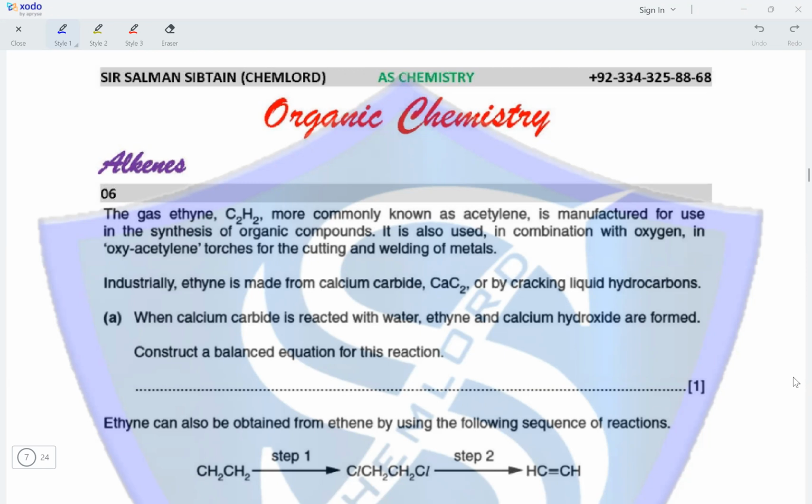So we have calcium carbide, CaC2, reacting with H2O, producing calcium hydroxide, which is Ca(OH)2, and C2H2. In order to balance this equation, we need one atom of calcium and two atoms of carbon, which are already there in the reactants. And altogether, we need four atoms of hydrogen and two atoms of oxygen, which can be included by making the molar coefficient of water 2. So 2 moles of water react with 1 mole of calcium carbide, producing 1 mole of calcium hydroxide and 1 mole of ethine gas.